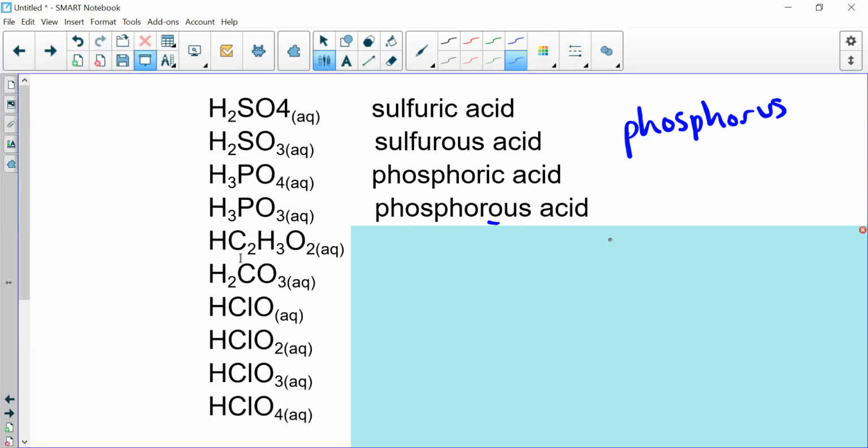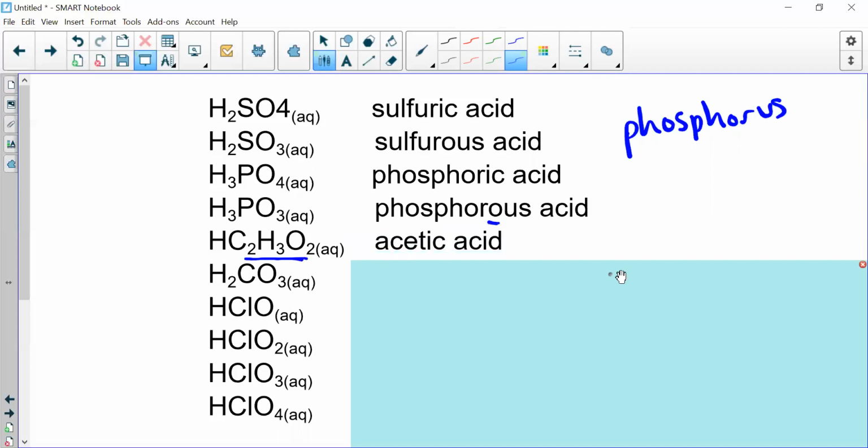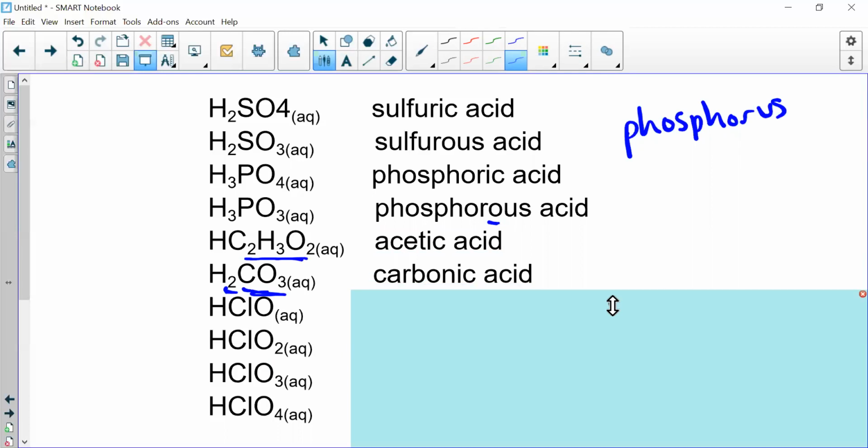HC2H3O2. What polyatomic ion is this? That's acetate, ate-ic, acetic acid. So again, you take that acetate, you make it ic, acetic acid. H2CO3, that's carbonate. What's the charge of carbonate? 2-. That's why there's 2 H's here. And because it's carbonate, this is going to be an ic acid, carbonic acid.